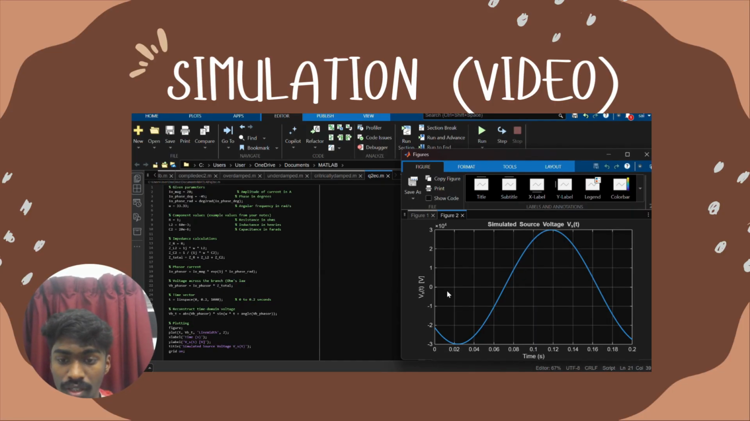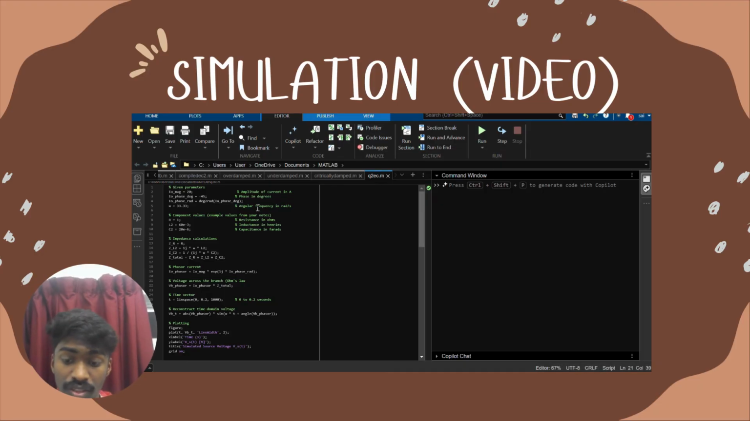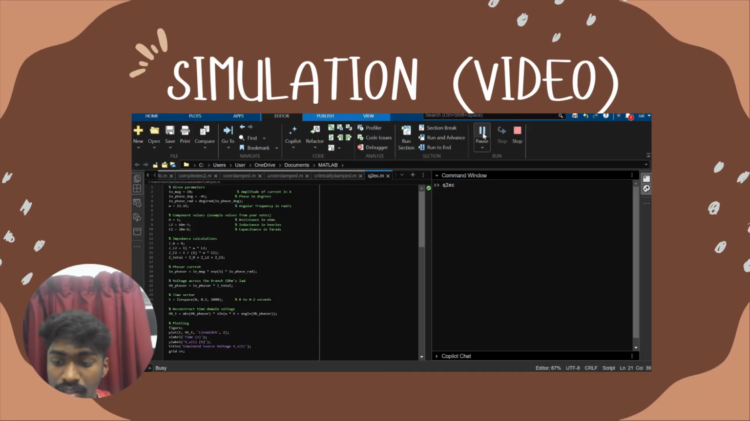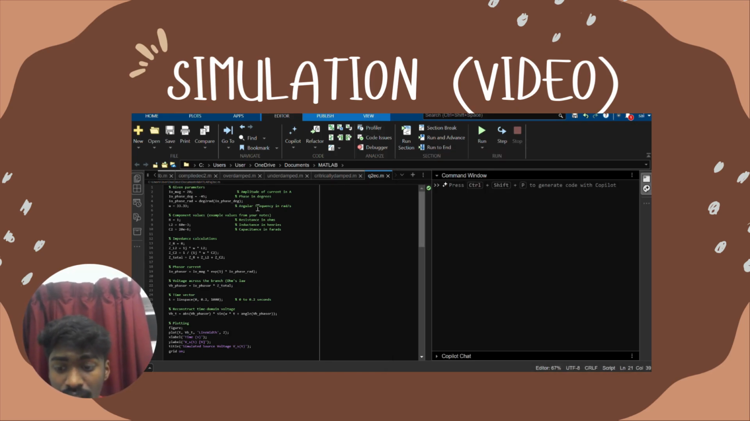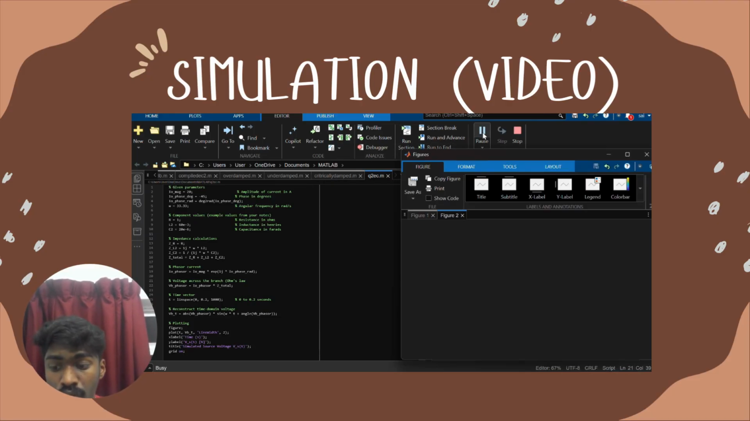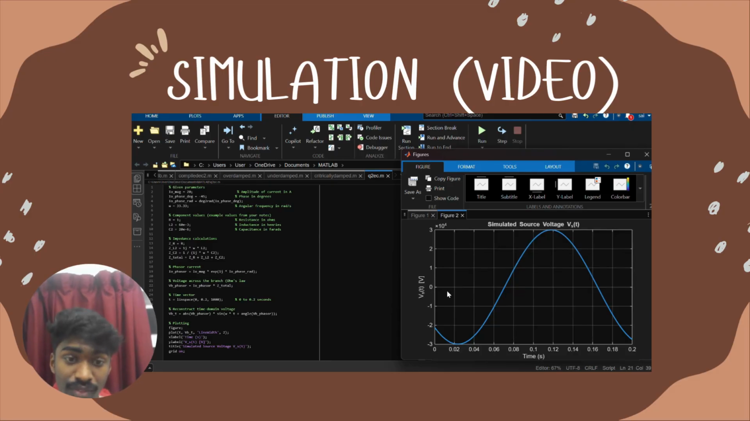For the third one, the calculations. We calculate the total impedance and use Ohm's law, V equals current times Z, to find the voltage phasor. Then for the inverse transform, from lines 28 to 29, it reconstructs the time domain signal so we can plot the sine wave.